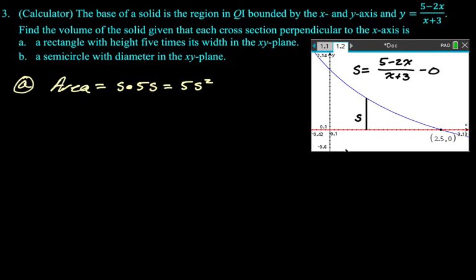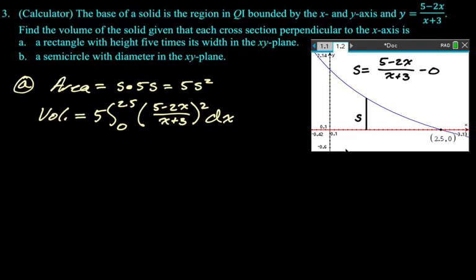So to answer this question, to find the volume, we want to integrate that on the interval. So 5 times the integral from 0 to 2.5 of s squared, which is (5 minus 2x over x plus 3) squared. And I'm going to save that for the end. I'm just going to use a calculator at the end to get all the volumes.